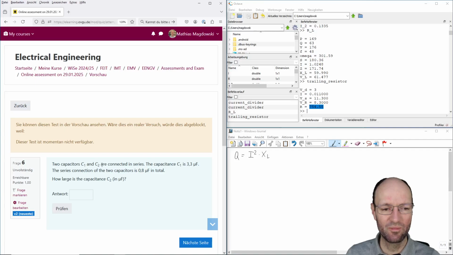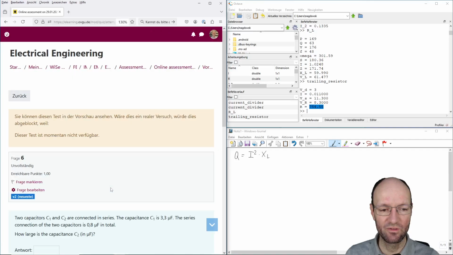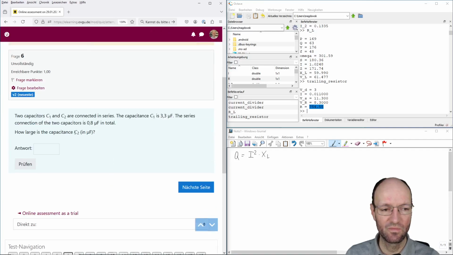So then we have 2 capacitors that are connected in series, and one capacitance is this, and the total capacitance of the series connection is this. And how large is the second capacitor, C2? So the equation that you need here is that 1 over the total capacitance is the same as 1 over the first individual capacitance plus 1 over the second individual capacitance. So if we would like to have this, we need to take this minus this and 1 over this.